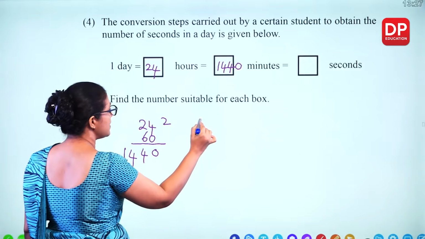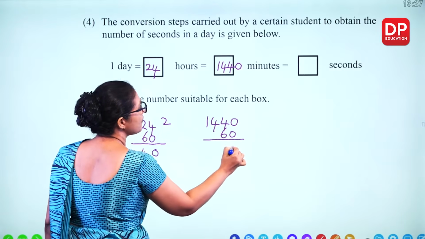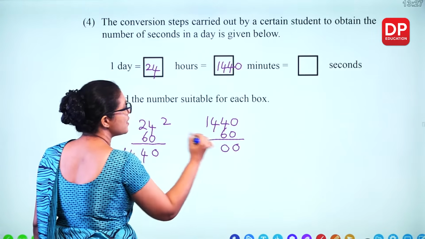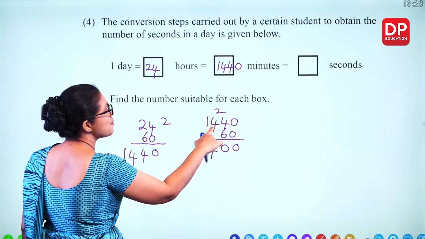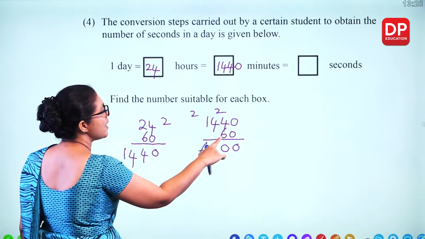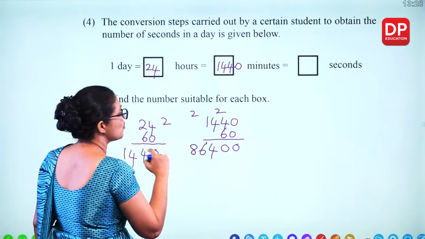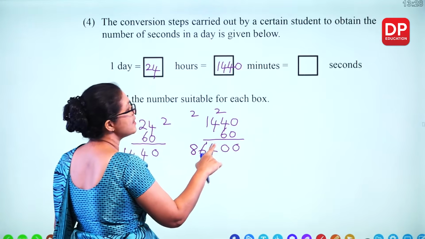Again multiply this by 60. 0 there. 6 times 0, 0. 6 times 4, 24. 2 remaining. 6 times 4, 24 plus 2, 26. 2 remaining. You get 8. So what's the number here? 86,400 seconds.